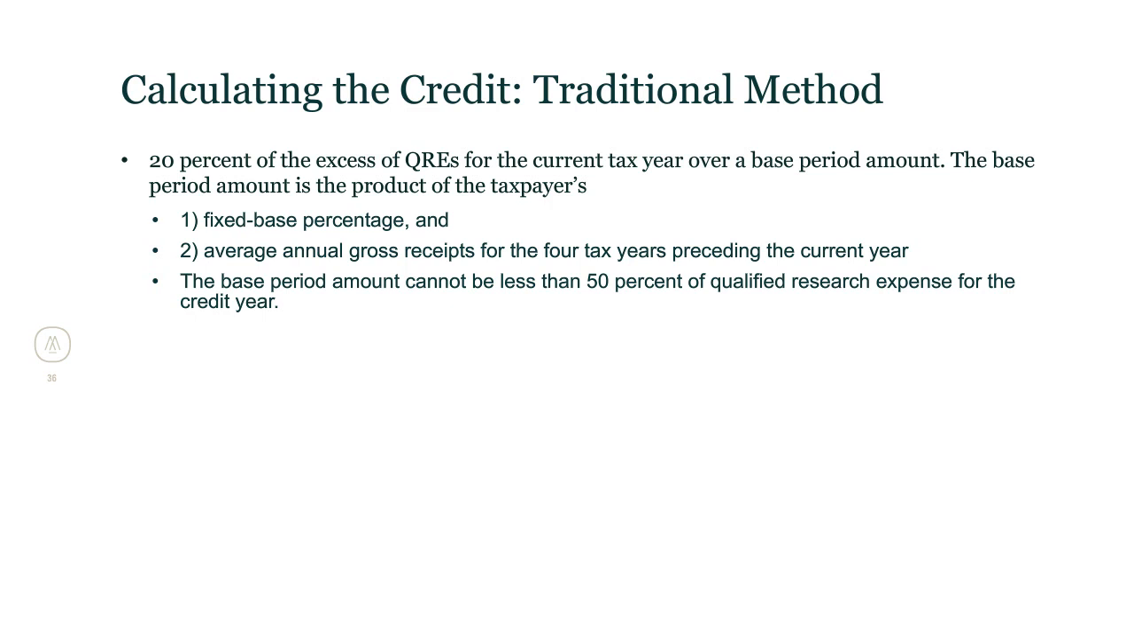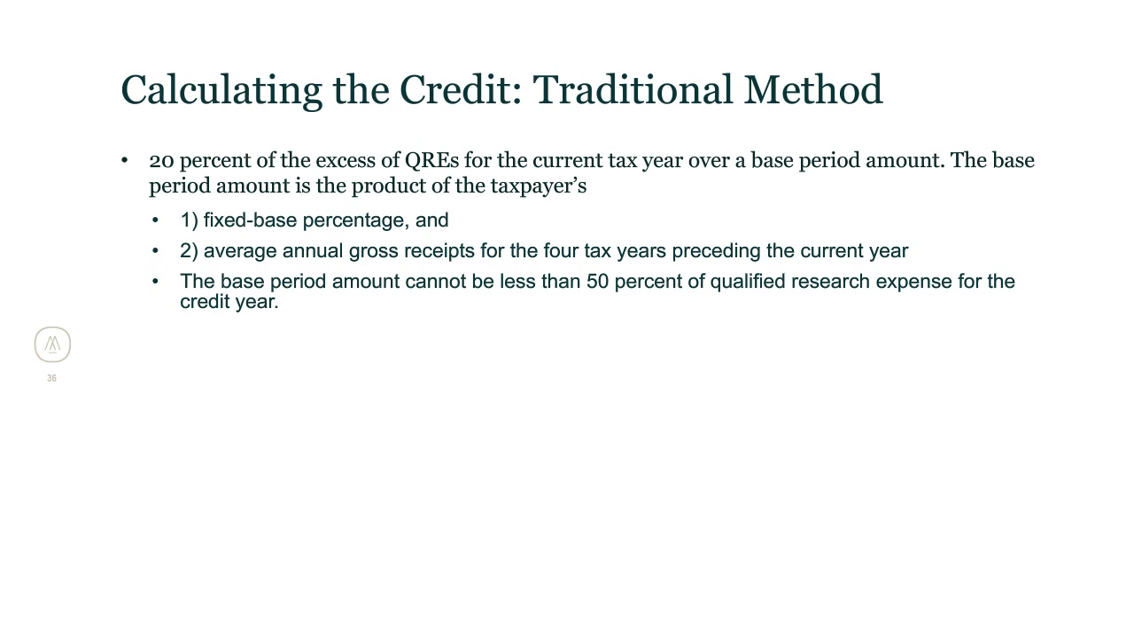The way that the credit is calculated under the traditional method is it's 20% of the excess of QREs, or qualified research expenses, for the current tax year over a base amount. And that base period amount is the product of a taxpayer's fixed base percentage, which itself is calculated from prior year gross receipts and qualified expenses, and then the average annual gross receipts for the four tax years preceding the current year.